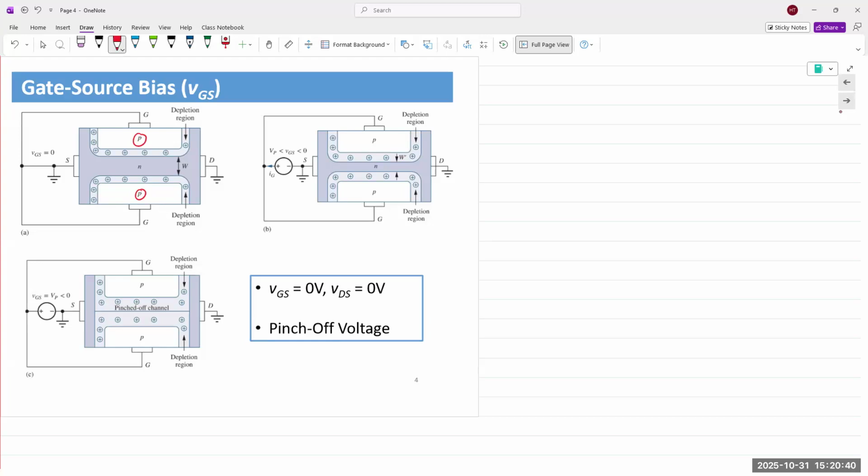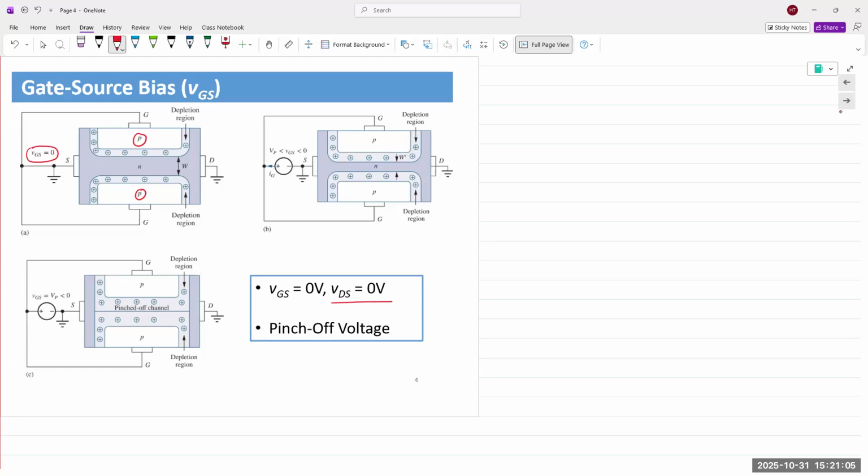All right, so here we are not applying any bias between the gate and the source. The drain is grounded, VDS is 0 volts. We are not applying anything between the drain and the source. We are simply looking at the effects of biasing voltage on the width of the channel.